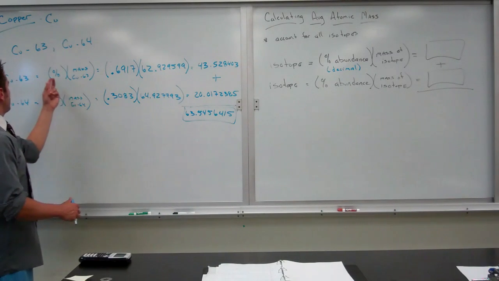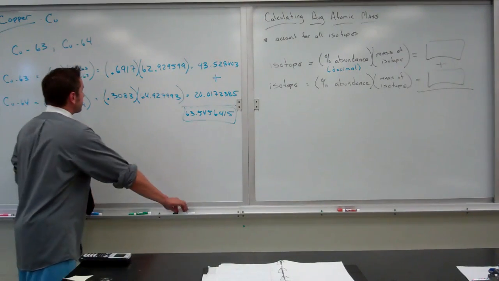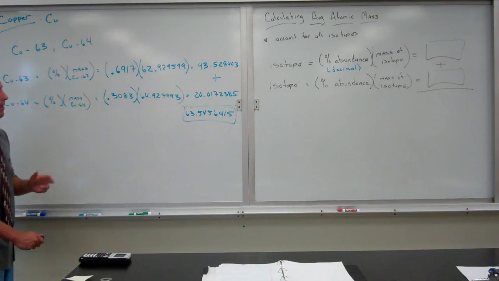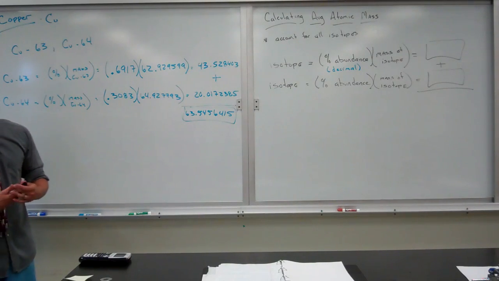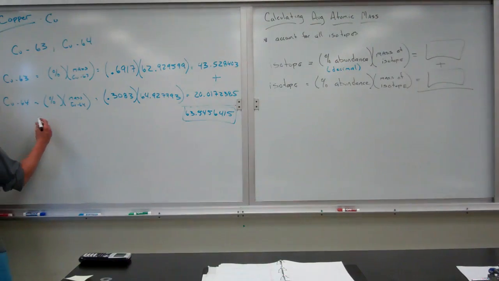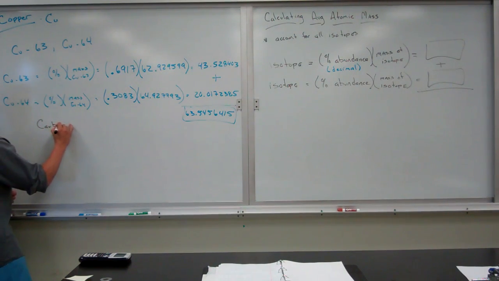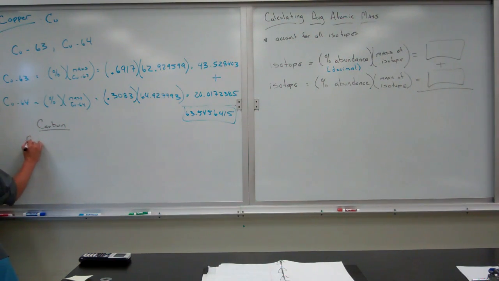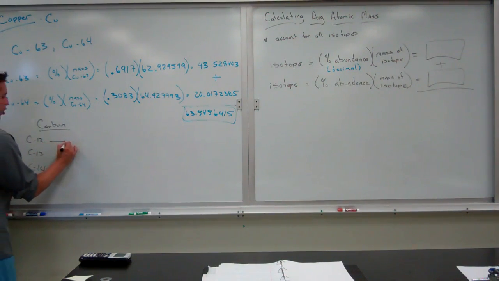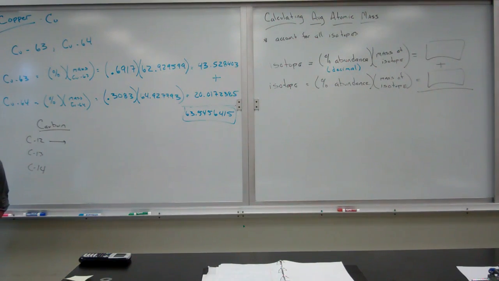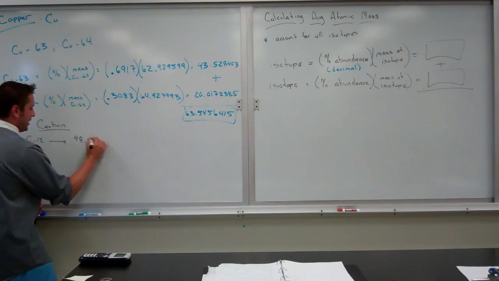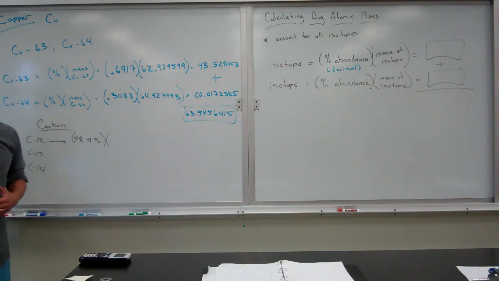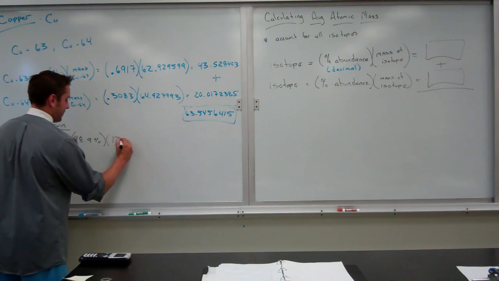I'm going to give you the percent abundance and the masses of a different element. I want you to try the same thing, and I'll tell you what the final answer is, and you can see if you calculated it correctly. Let's take a look at something like carbon. Carbon has 3 isotopes, C-12, C-13, C-14. Carbon 12's percent abundance is 98.9%, and the mass of it is 12 exactly.